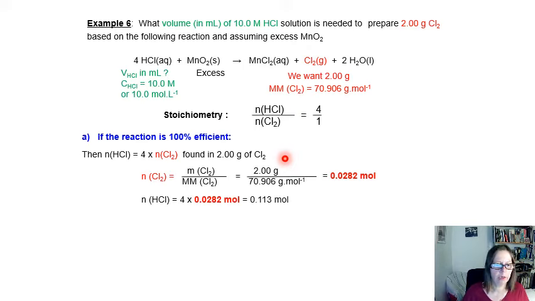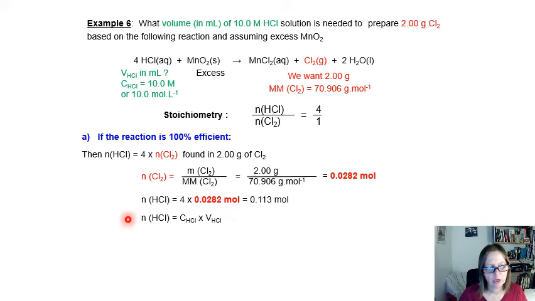So the number of moles of chlorine is the mass of chlorine over the molar mass of chlorine. Plug in the numbers: we want 2 grams, molar mass 70.906, so it's 0.0282 moles. So the number of moles of HCl that we need is 4 times this, based on the stoichiometric ratio, so it's 0.113 moles. So remember that the number of moles of HCl is what we need to find in a given volume of HCl, and that's what we're after.